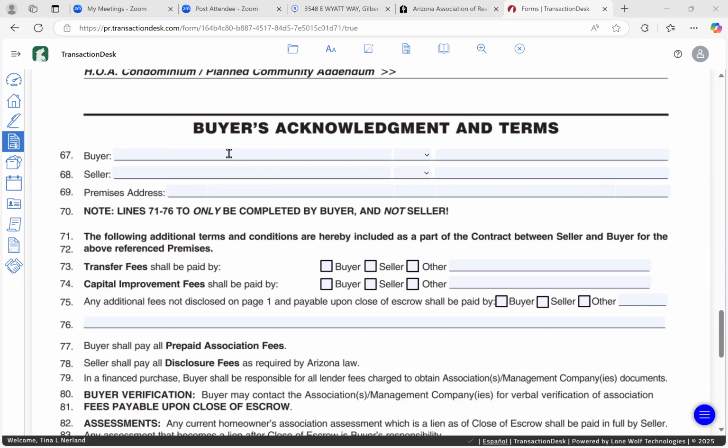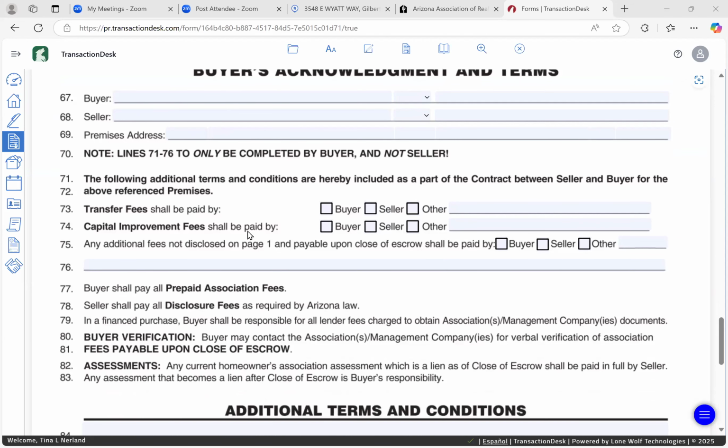The buyer's name has to be on here. Seller's name should already be on there from when the seller uploaded it, and of course the premises address should already be on there. So page 3, lines 71 through 76. This is probably the most important part of this document because you need to determine who's paying for the transfer fee. Is it going to be the buyer, the seller, or other, which is usually split 50-50?